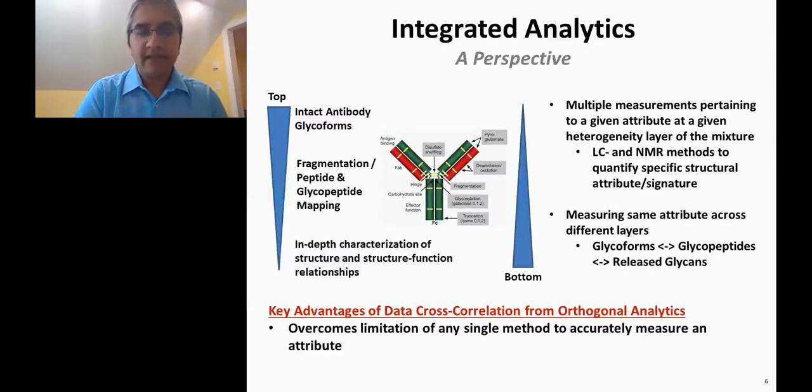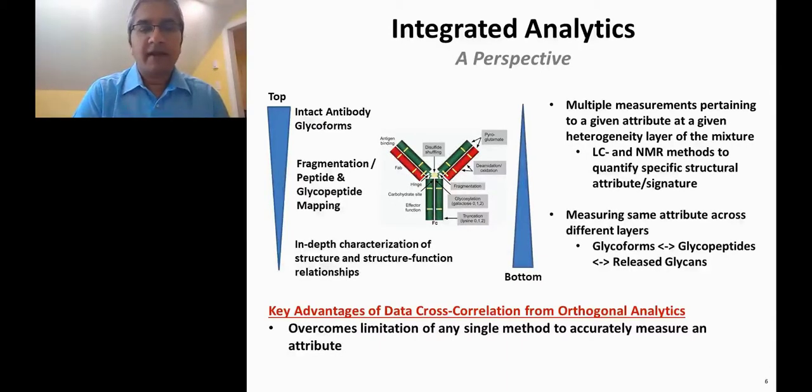modification at the level of the intact molecule, like if you take an antibody, at the level of the intact antibody glycoforms. And you can define it at the next layer, which is the glycopeptides. That is, once you fragment the antibodies into peptides and glycopeptides, and then at a third layer, you can look at it as if you release all the glycans from the antibody and characterize them. So depending on however you define these layers as top down and bottom up, the ability to correlate very specific aspects of the glycan modifications across these different layers becomes another important aspect of this integrated analytics.